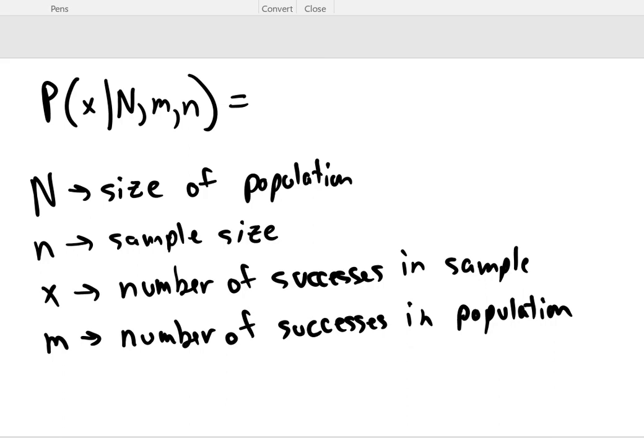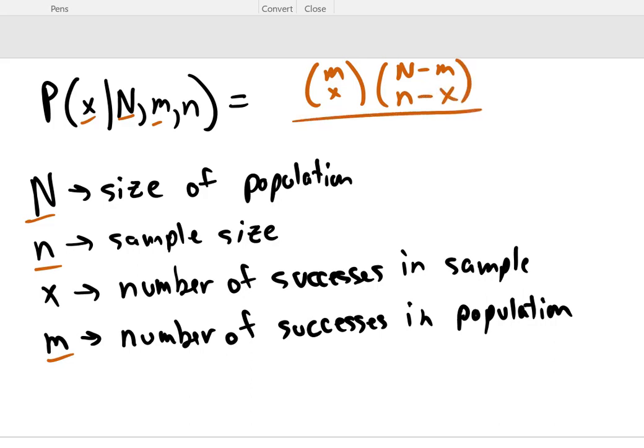So the probability of having x successes out of n, where capital N is the size of the population, m is the number of successes in the population, and n is the size of the sample, is m choose x, capital N minus m choose little n minus x, over capital N choose little n.